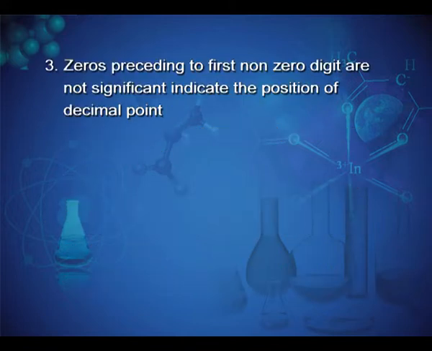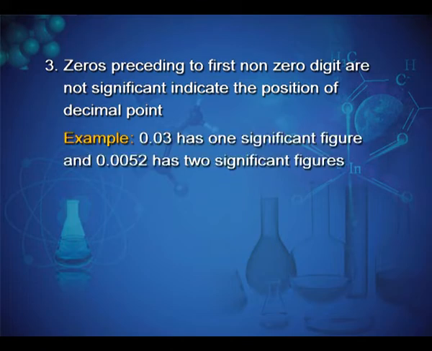Zeros preceding the first non-zero digits are not significant. Such zeros indicate the position of the decimal point. This is the third rule of significant figures. We will take a simple example. 0.03 has 1 significant figure and 0.0052 has 2 significant figures.